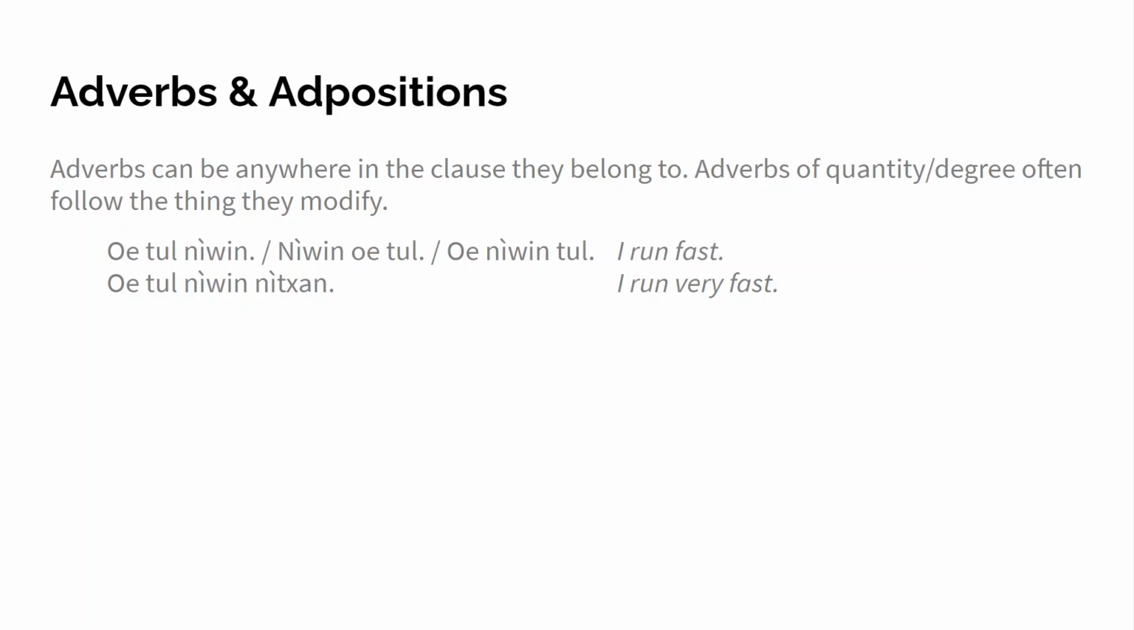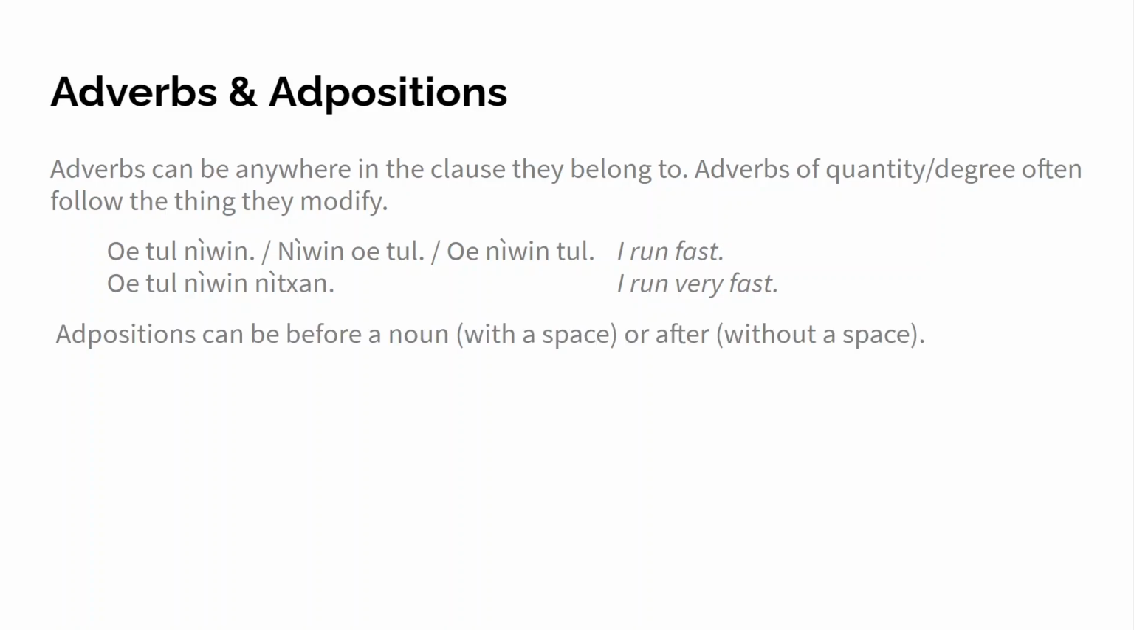This is no set rule. I can also say net an oe dul newin. That's possible. It's just not very common. The most common thing to do is to put the net an behind the newin because it refers to the newin. I run very fast.